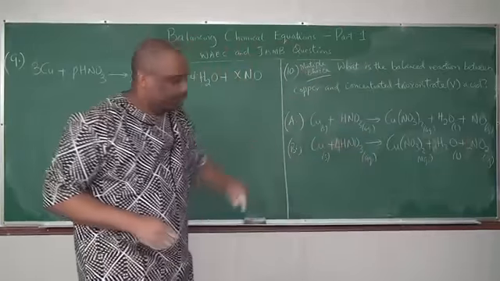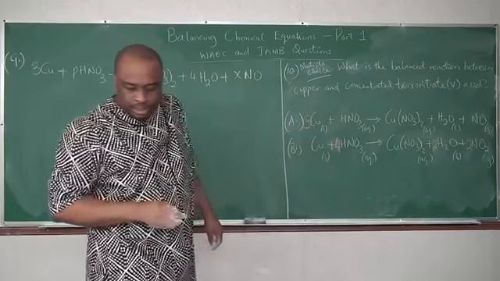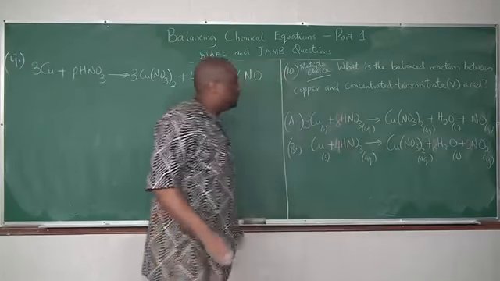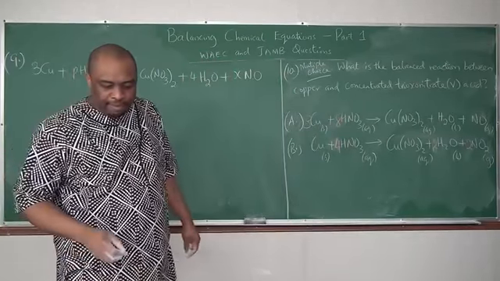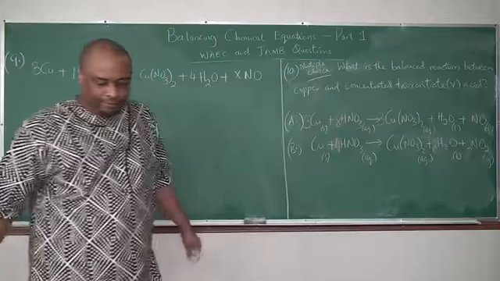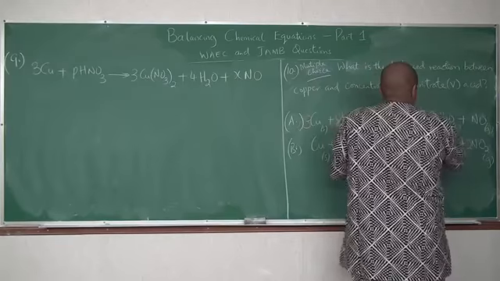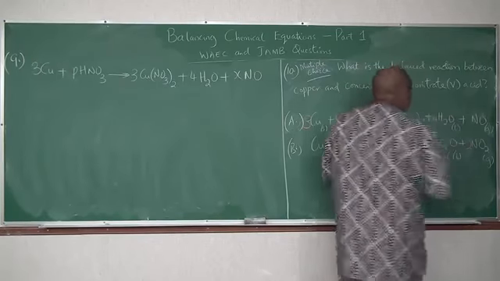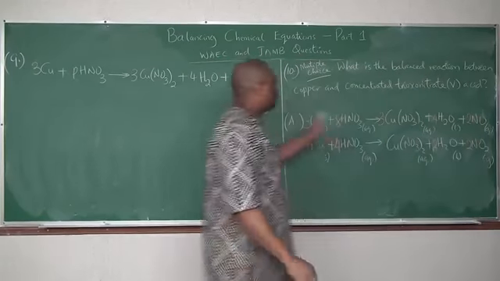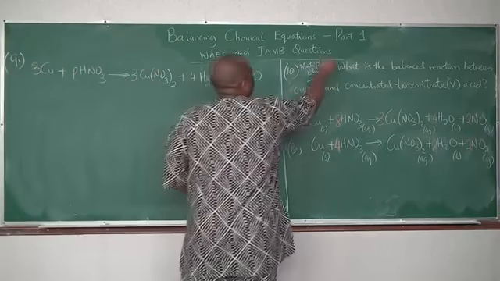And in that one, the balanced one is 3 moles of copper, 8 moles of trioxonitrate 5 acid, 3 moles of copper nitrate, copper trioxonitrate 5, 4 moles of water and 2 moles of this, 2 moles. So, and this is multiple choice.